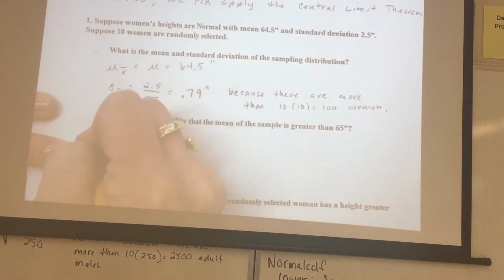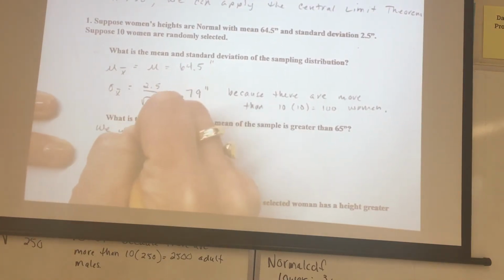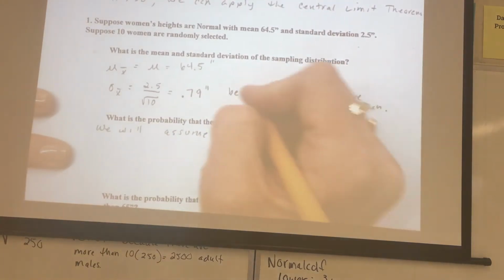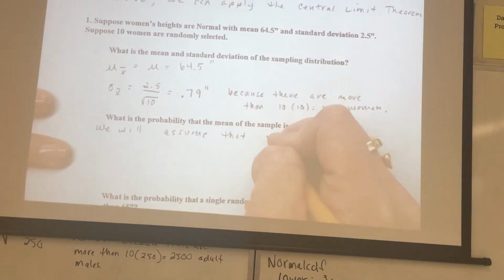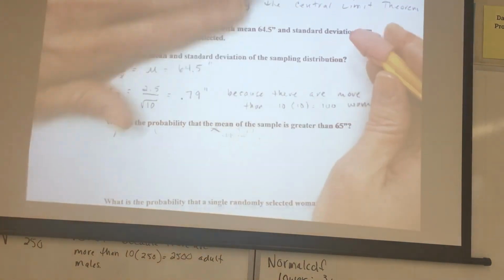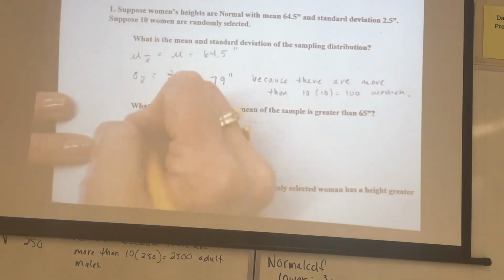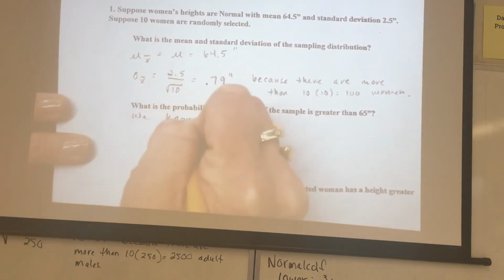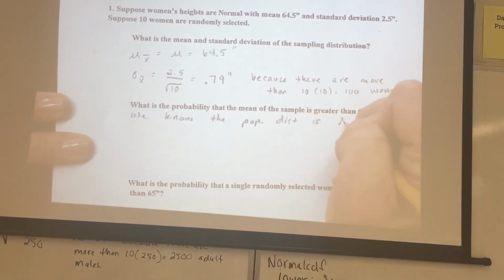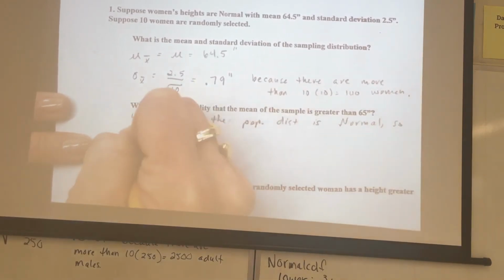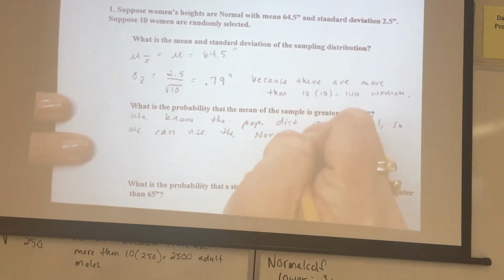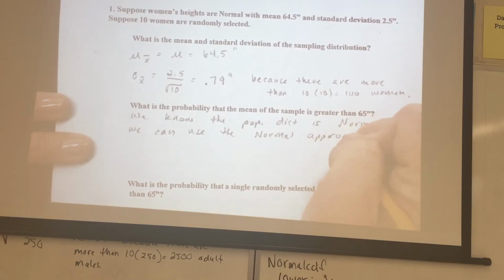We will assume, we're going to do a lot of assuming as we move forward too. Oh yeah, it tells us. Oh, it did? Did it tell me? Oh, look at that. Sweet. We know the population distribution is normal, so we can use the normal approximation. Excellent.